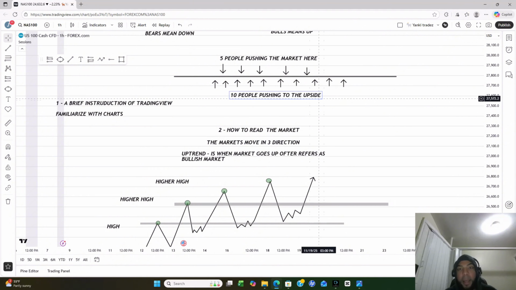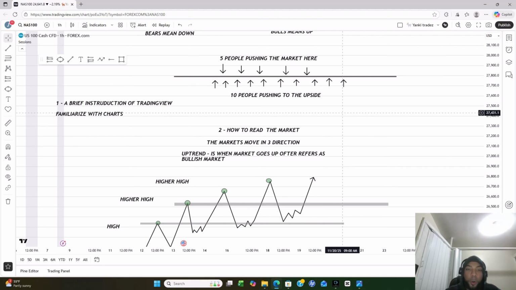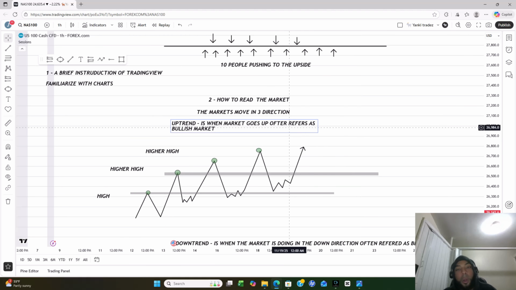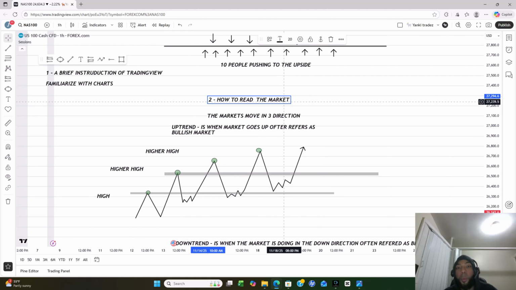So who do you think is gonna win? If 10 people are pushing the market to the upside, overpowering the other five people. So we like to ride the waves. That's how we make income, in the same way that we read the market with our eyes, right?